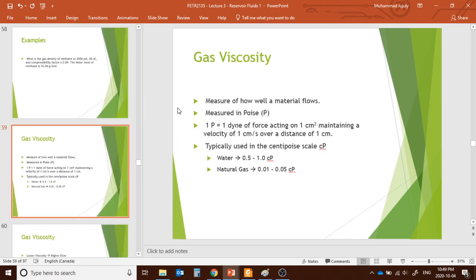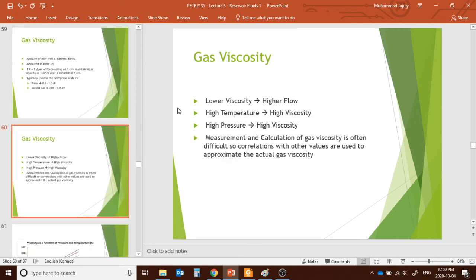Okay, and apart from the density, there is another parameter we need to know, which is the viscosity. Viscosity means how viscous it is. If you increase the pressure, that means it could become more viscous. The lower viscosity means higher flow, and for the higher viscosity, how can we actually get the high viscosity?